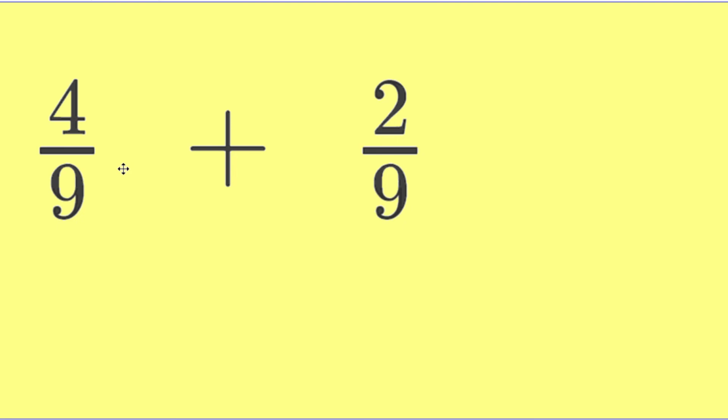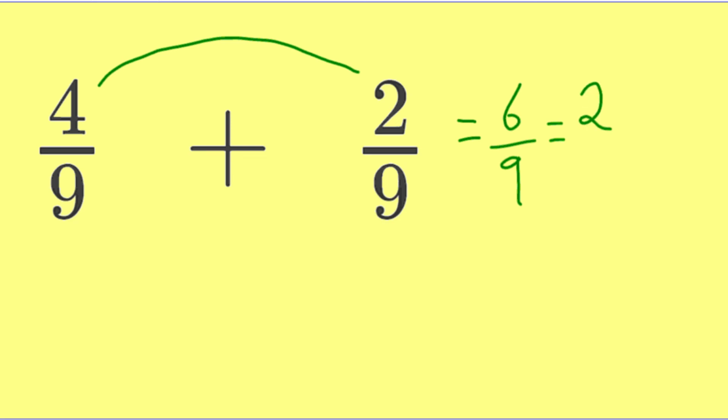4 ninths plus 2 ninths is going to give us, remember, you just add the top numbers together, 6 over 9, which we can simplify, if we use the skills we had earlier, into 2 over 3. We've divided both the top and the bottom by 3.